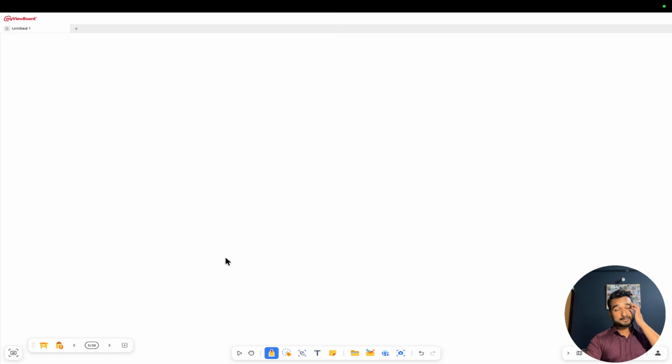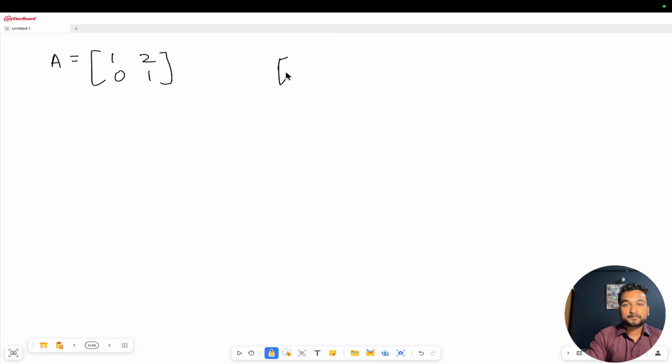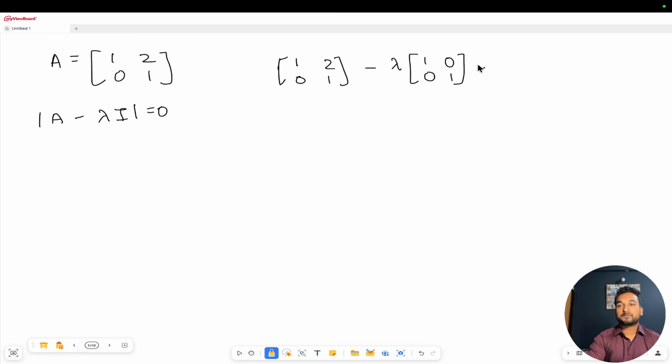Now how do you calculate the eigenvalues? I will give you a 2 cross 2 matrix, 1 2 0 1, and ask you to calculate the eigenvalues. What is the process? Determinant of A minus lambda I equals 0. So what is your matrix A? 1 2 0 1, minus lambda into I. What is I? 1 0 0 1, the identity matrix, equals 0, and you have to take the determinant of this.